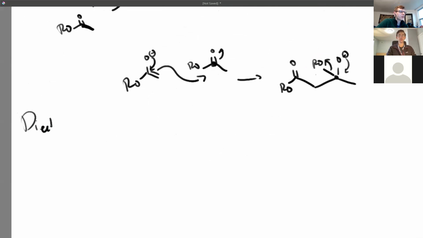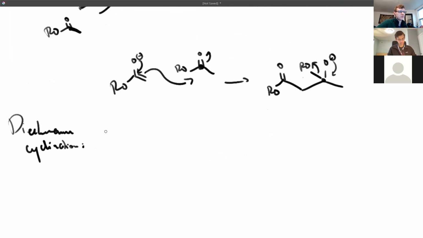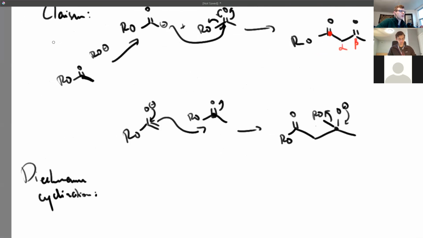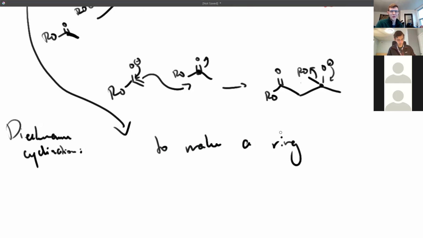So then after this, there's a Dieckmann cyclization. Which is just you're using a Claisen reaction in order to make a ring. There's genuinely nothing profound about the Dieckmann cyclization. It is exactly the same reaction. It's just that the 2 esters happen to be attached to each other. That's entirely it.